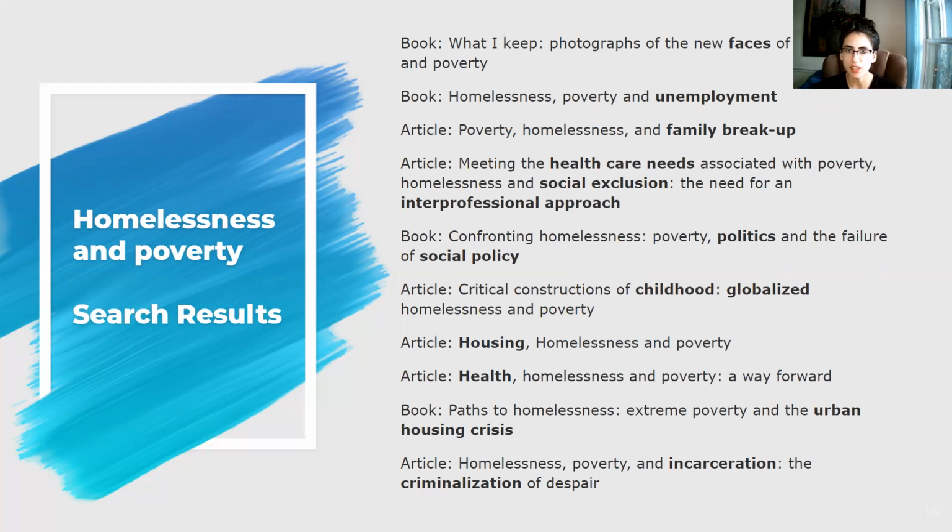You can see here that I've got a book on the faces of homelessness and poverty, another book that's also talking about unemployment, an article that's also adding in family breakup, another article that's talking about healthcare needs. So it's really all over the place. This is why it's important to broaden and narrow your research and your keywords, because you might be overwhelmed. Maybe you are just interested in homelessness and poverty and all aspects. So all of these articles will be useful, but maybe you're just interested in homelessness of childhood or children, and you can see that some of these just might not relate to your research topic.